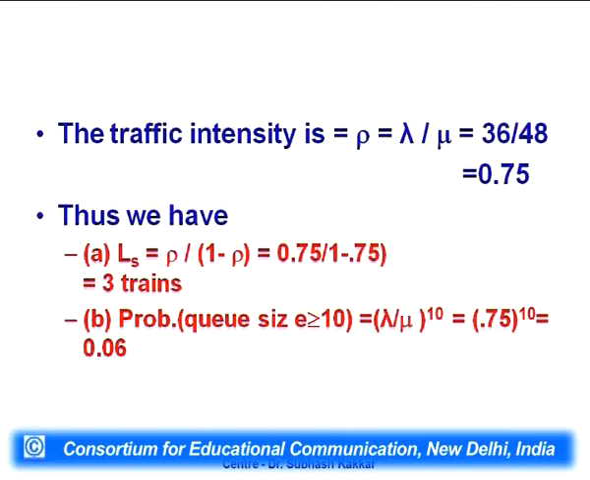The traffic intensity is rho. Rho is given by lambda divided by mu, which is 36 divided by 48. The answer is 0.75. So, traffic intensity is 0.75. This means 75% of the time the yard will be busy. Now we can calculate easily the Ls, the queue length of the system, which is rho divided by 1 minus rho, 0.75 divided by 1 minus 0.75, which is equal to 3 trains. 3 trains are there in the system.